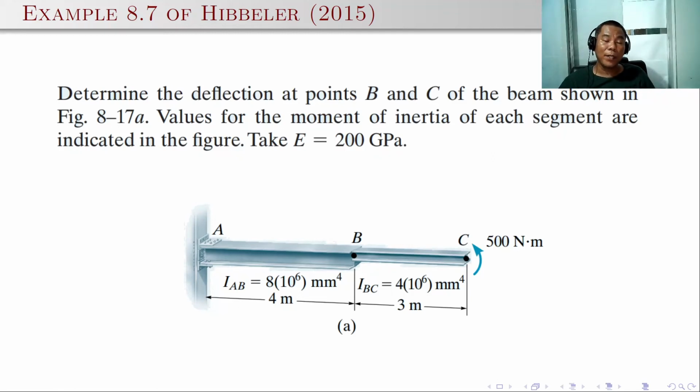Another example, a cantilever beam, but here take note that the moment of inertia of segment AB is twice the moment of inertia of segment BC. Again, this is very useful for this particular problem. The moment area theorem is simple to apply here. So we would like to determine the deflection at two points, B and C, of the beam. We can take the values of the moment of inertia of its segments as indicated, and take E as 200 gigapascal. 200 gigapascal is actually the modulus of elasticity of steel. As you can see, we are using a wide flange.